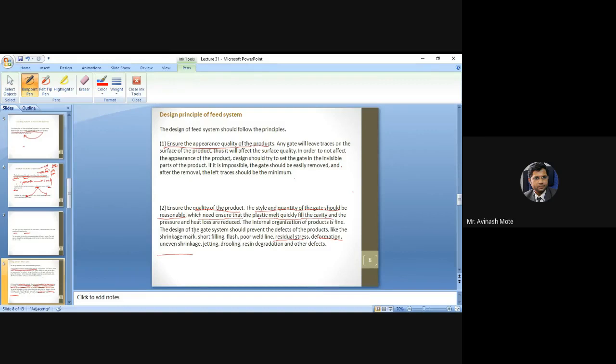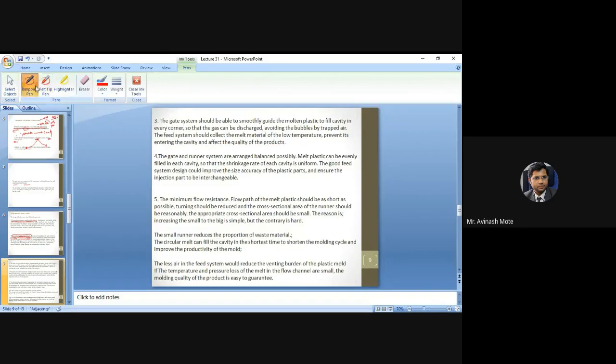Which will cause shrinkage marks, residual stresses, deformation, uneven shrinkage, or maybe crack generation will also happen. So these many internal issues will happen. Getting it? So we have to ensure the product quality with respect to these pointers also. Okay, so these are some of the pointers.